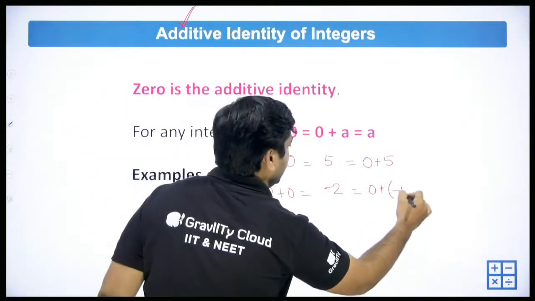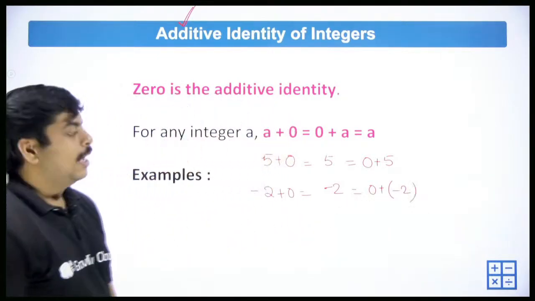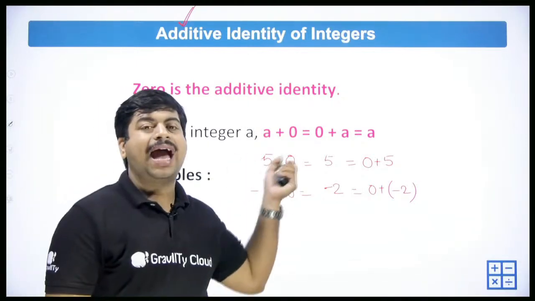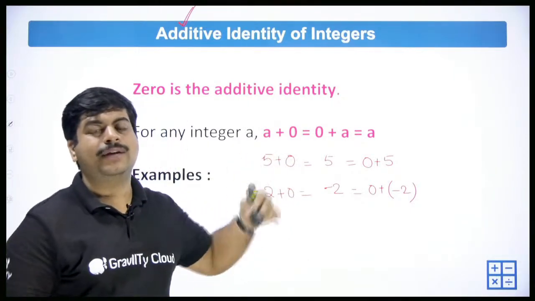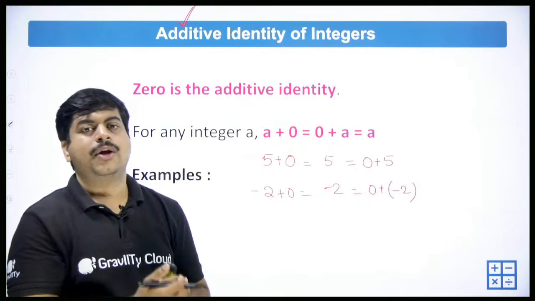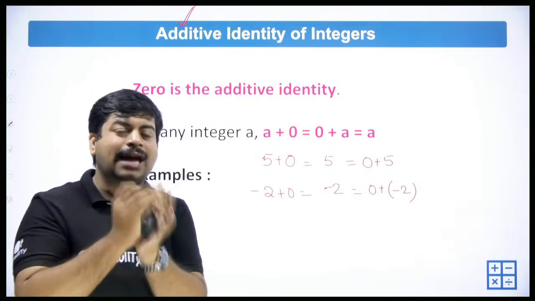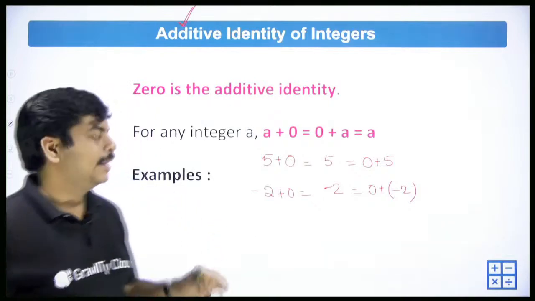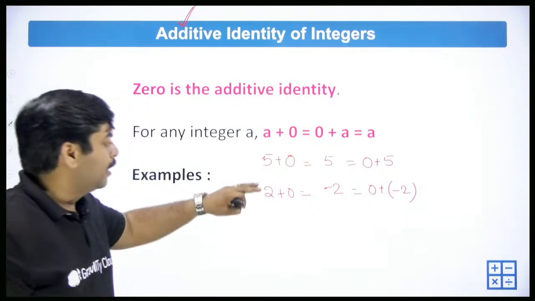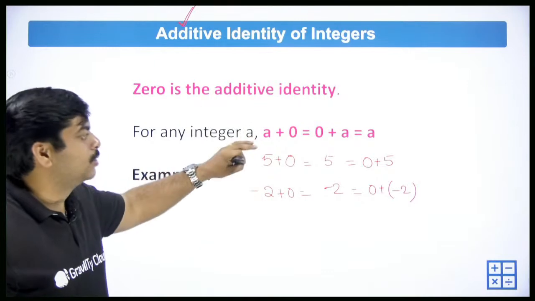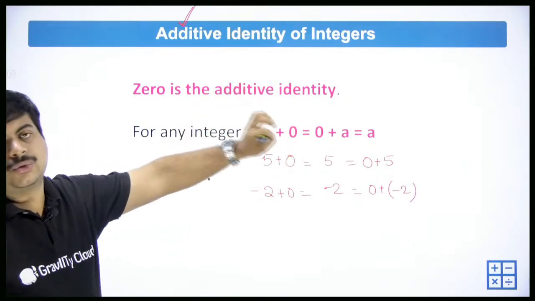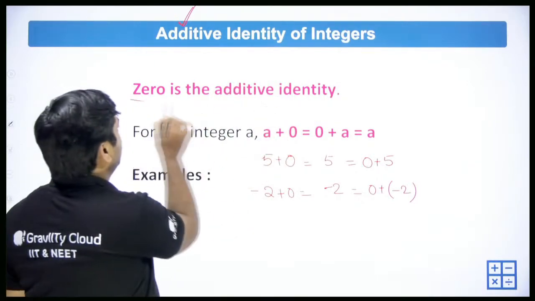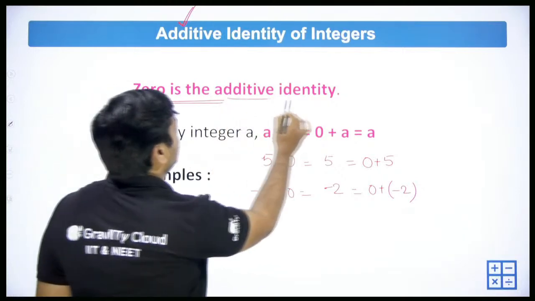0 plus minus 2. So what I can say here, 0 is that number when we add to the given number, we get the same number back. We get the same identity. Identity means the same number appearing again. So you can see here, any number, even if you take 0 also, for 0 also, additive identity is 0. So always 0 is the additive identity.